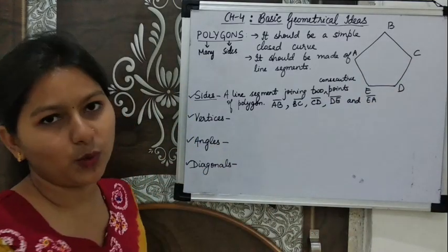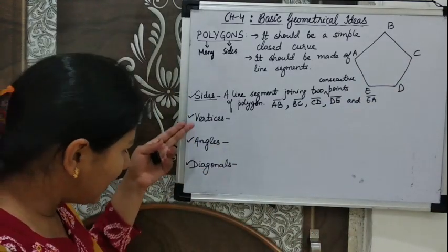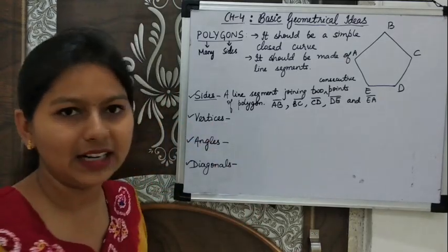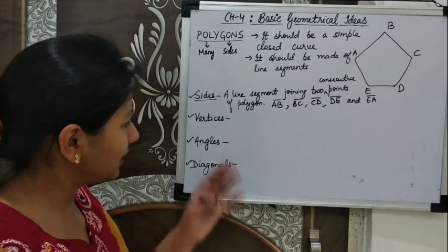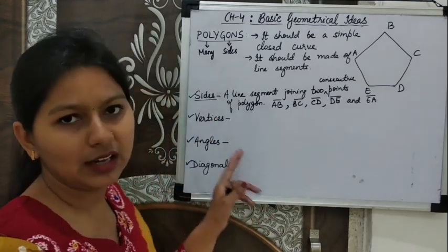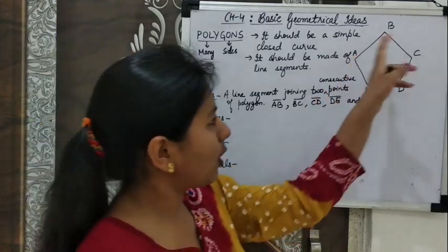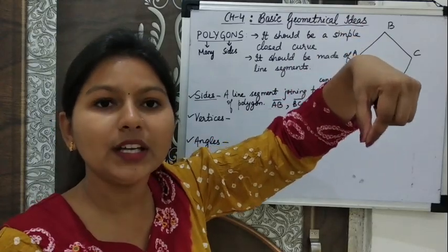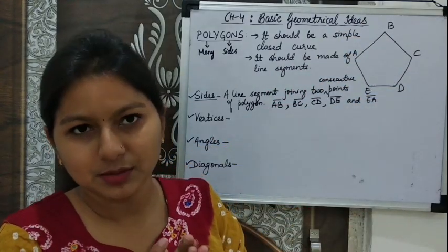Now I will talk about vertices. Many times we people are confused between these two terms, vertices and angles. Some people think that both are same, but no, this is not the case. Both are different. If I talk about vertices, a vertex is simply a point where two adjacent sides meet.